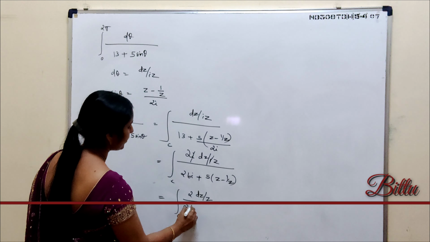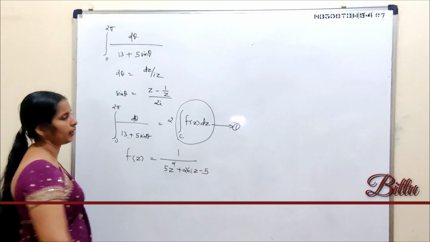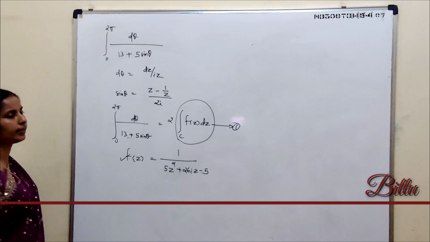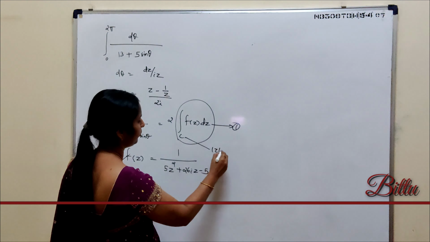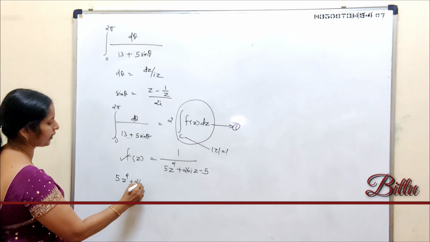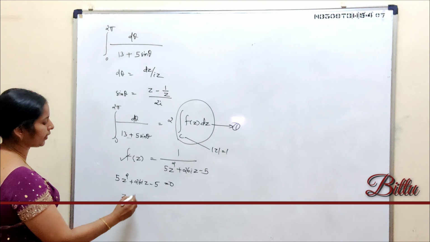Here f z is, what is f z? We replace this by f z. So f z is 1 by 5z square plus 26iz minus 5. Next we have to evaluate this integral by residue theorem. Before applying residue theorem, we have to find the singularities of f which lie within C. Our C is the unit circle. So the singularities of f z are given by 5z square plus 26iz minus 5 equal to 0.